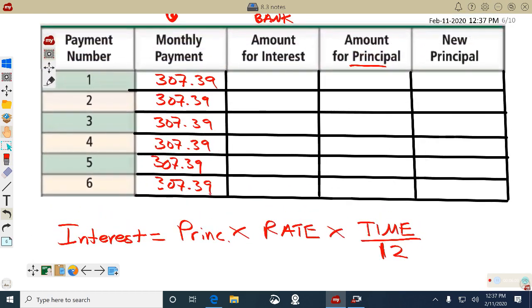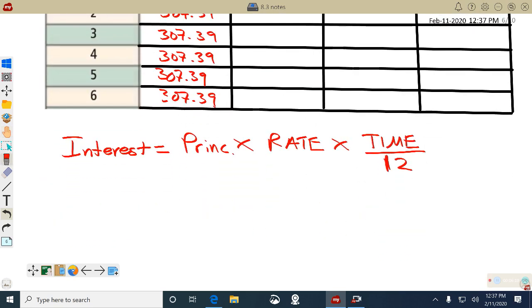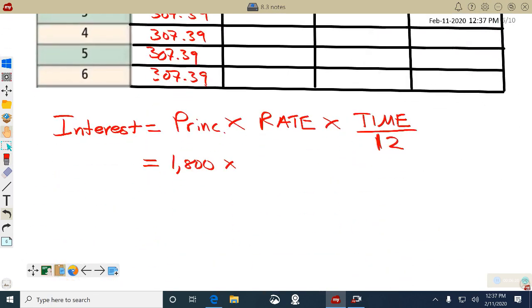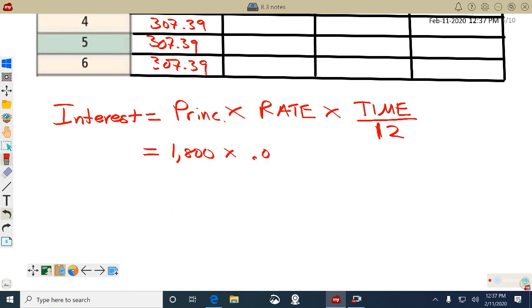So let's figure out how much of the $307.39, this first payment, how much is the bank going to keep of the $307.39 for that specific month? Well, we're going to use this formula. Watch. Stay with me. I'll do the work. You write it down. Principal is $1,800. The rate is 8%. So as a decimal, 0.08, right? Times, now, this is the first month out of the whole year. So look what I'm going to do. I'm going to put 1 out of 12. It's the first month. Not days, first month.